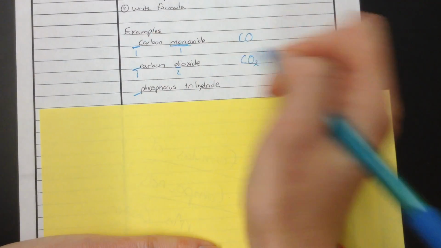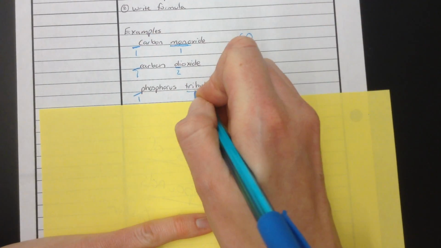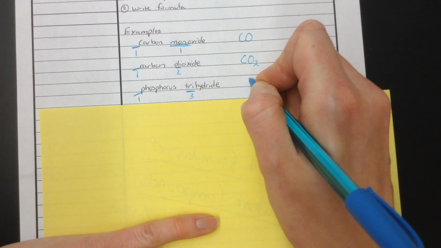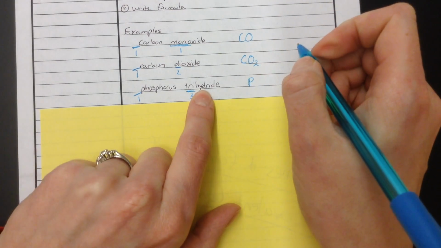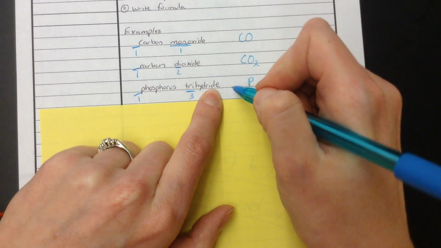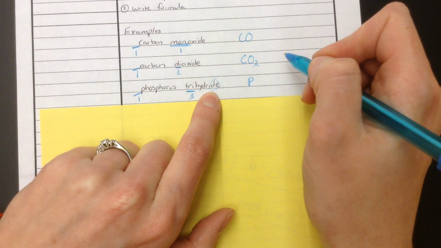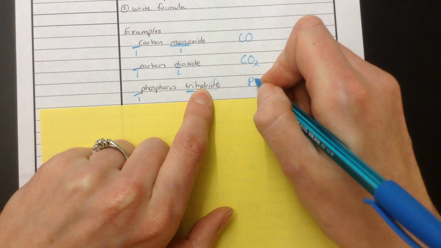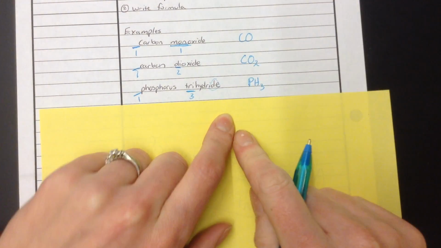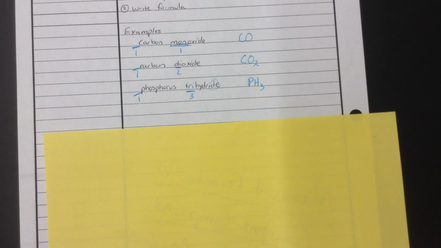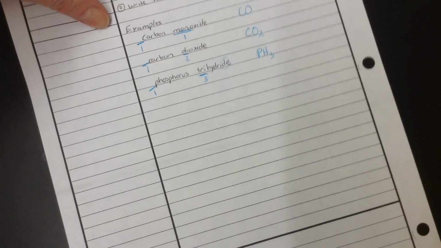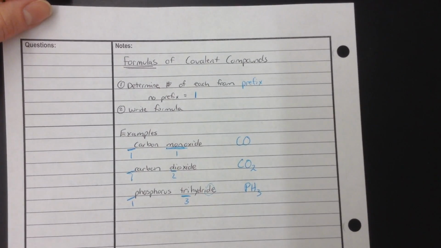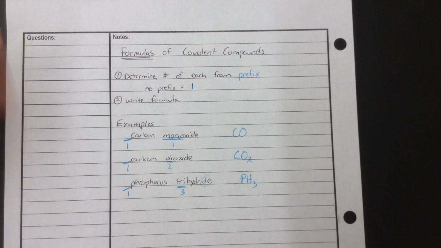And then we've got phosphorus trihydride. Again, I have no prefix here, so there's one of those, and then tri means 3, so this must be P for phosphorus. Hydride, remember that "ide" used to be something else, and hydr is the beginning of hydrogen, so this is H3. PH3 would be phosphorus trihydride. Again, writing covalent compounds, formulas and names are the easy ones, so that's it.